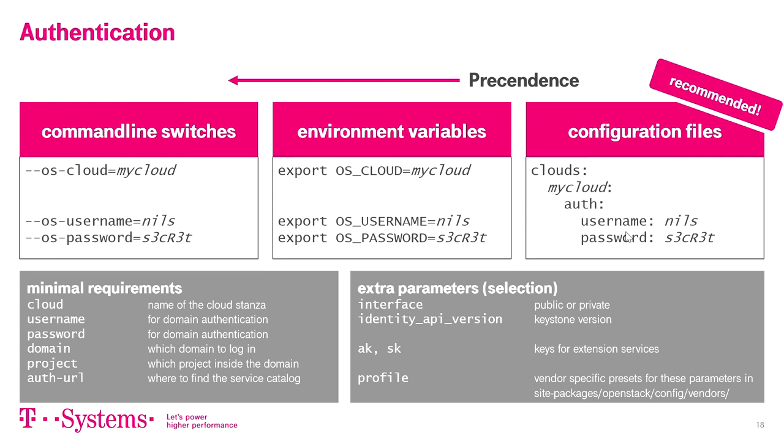The configuration files have a long list of potential keywords and attributes, as you can see here, but the minimal requirements are listed here in the lower left-hand side. With the cloud, you give a name to an instance. Username and password are quite obvious. The domain is necessary. A project might be necessary. And what is necessary is a first authentication URL, where the client connects to figure out the actual service endpoints for the specific services. So typically, this is your Keystone URL.